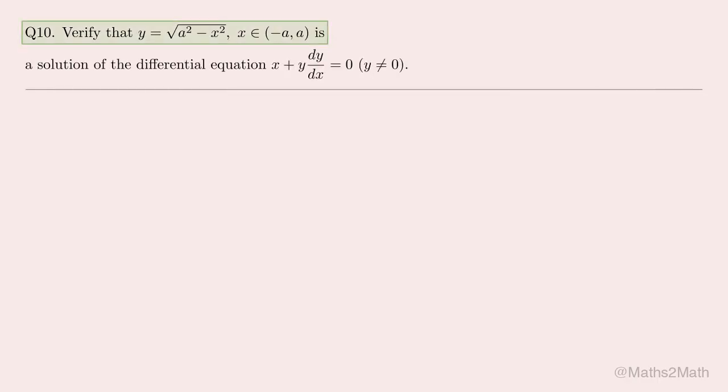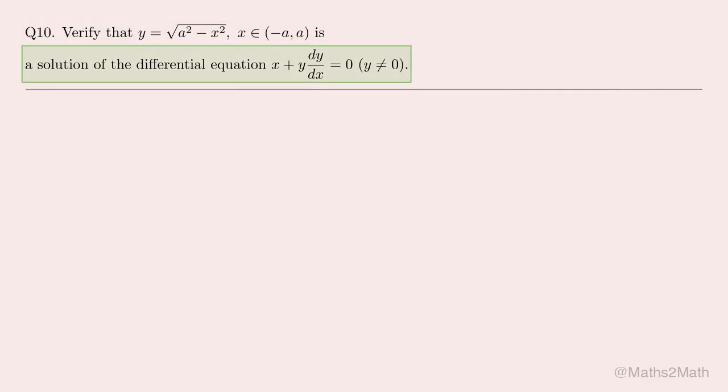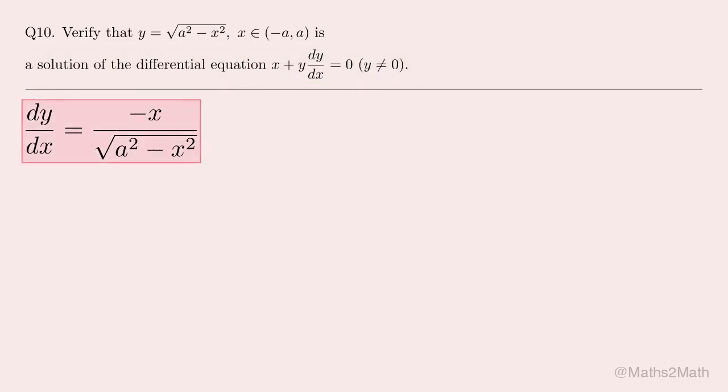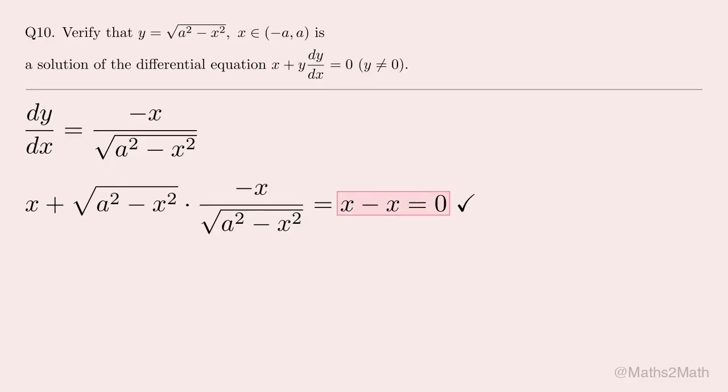Question 10, the last verification. The upper semicircle. Differentiate as often as needed, substitute, and watch both sides agree. Differentiate the root. Substitute, y times its derivative is minus x, canceling the leading x.